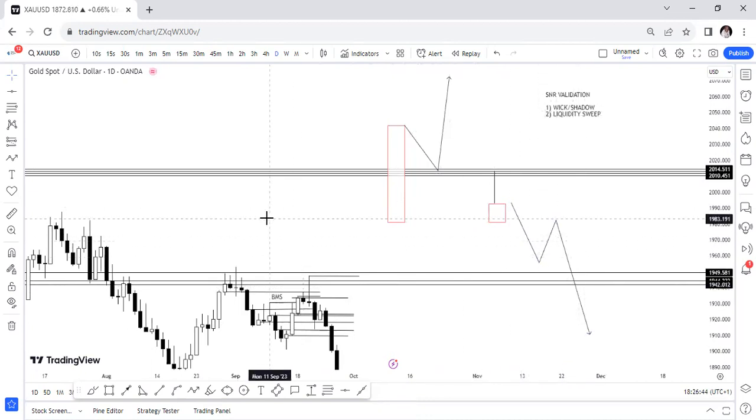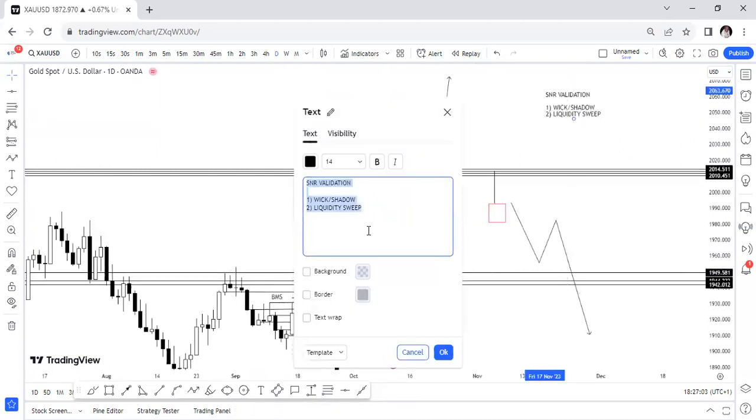The congestion zone is simply in my new video. I just uploaded it. Is it today or yesterday? Yeah, congestion zone. I use a congestion zone to validate an S&R. That will be your third validation point. Number three, that's the third one. That's a congestion zone.